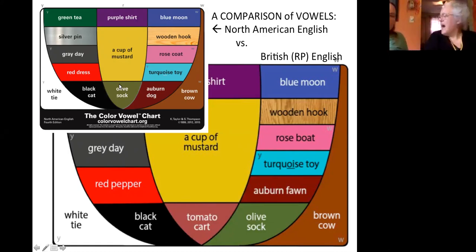So the North American chart has olive sock, which is an open vowel, which in most dialects is unrounded. The dialects that merge the two back vowels, olive and Auburn, in North American English may sometimes round it in allophonic ways. I know yours does. Say doll. Doll. No, that's not how you say it. Doll. So Karen happens to have phonetically the rounded version of Auburn Dog, but she's not aware of it because it's predictable.